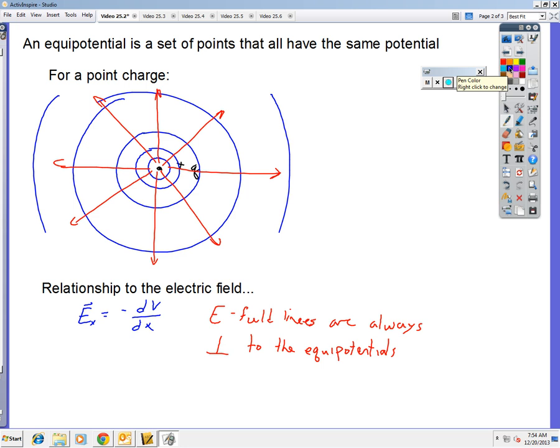The other thing to point out is that the electric field points from high potential to low potential. That's what the negative sign in the derivative means. And so the potential is very high near the positive charge and lower farther away.